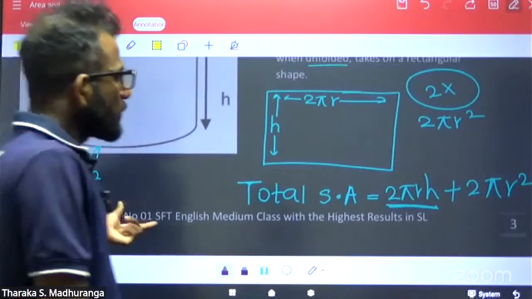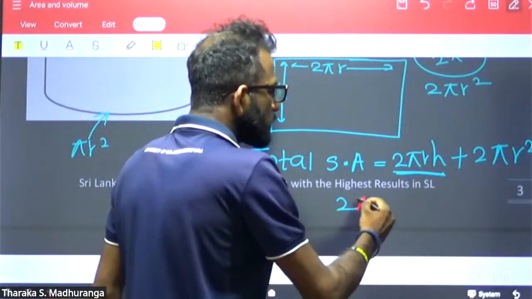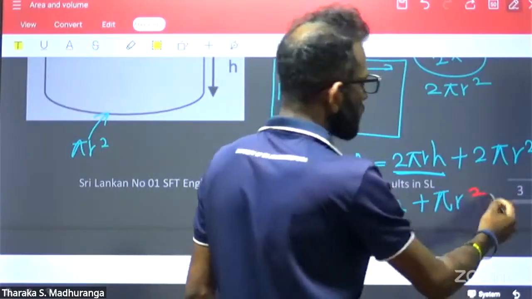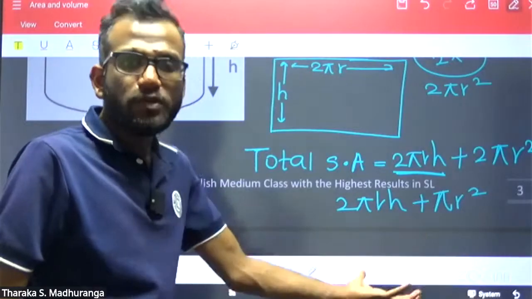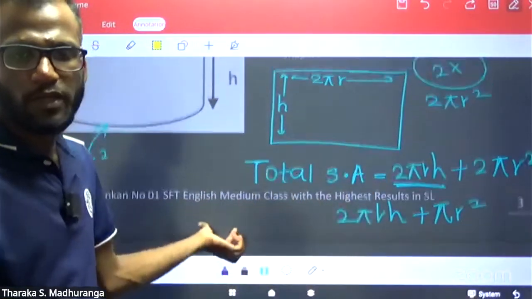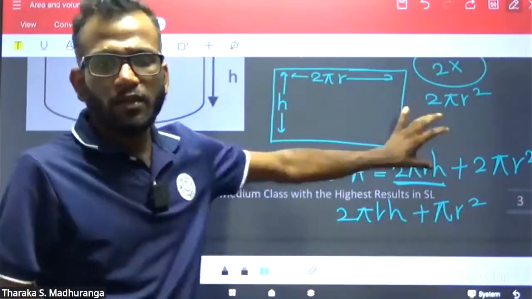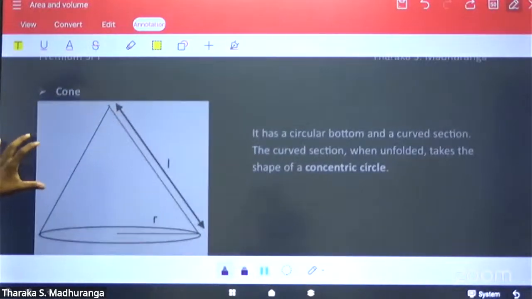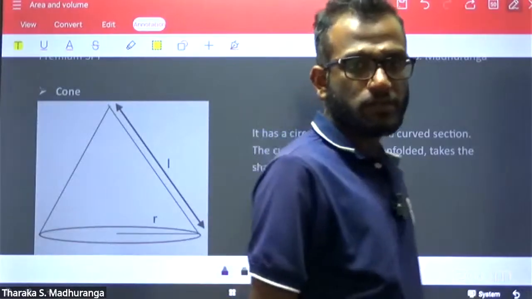Yeah, this time it is 2πrh, the curved surface area, plus πr squared. πr squared without lid. Lid and base both, it is 2πr squared: 2πrh plus 2πr squared. Okay, this is okay. Come to note down the fourth topic, cone.